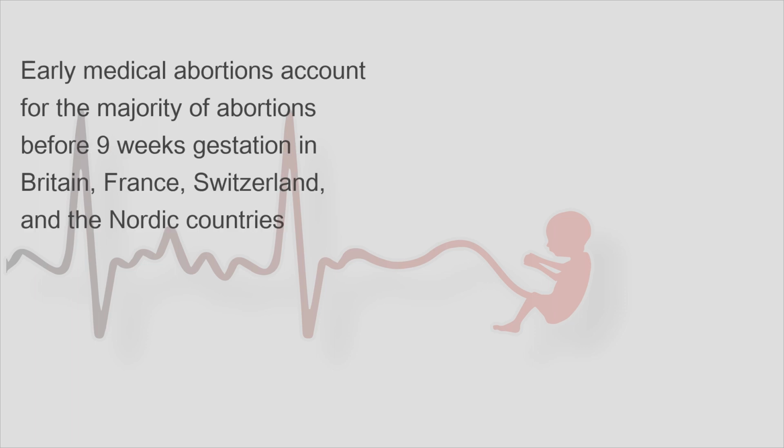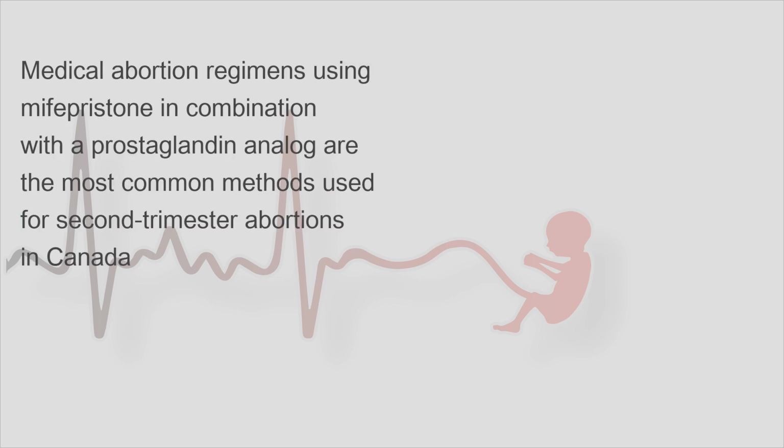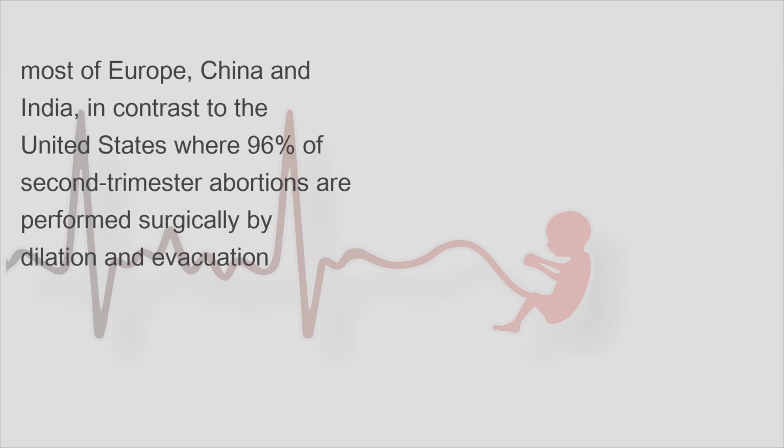Early medical abortions account for the majority of abortions before 9 weeks gestation in Britain, France, Switzerland, and the Nordic countries. In the United States, the percentage of early medical abortions performed in non-hospital facilities is 31% as of 2014. Medical abortion regimens using mifepristone in combination with a prostaglandin analog are the most common methods used for second trimester abortions in Canada, most of Europe, China, and India, in contrast to the United States, where 96% of second trimester abortions are performed surgically by dilation and evacuation.